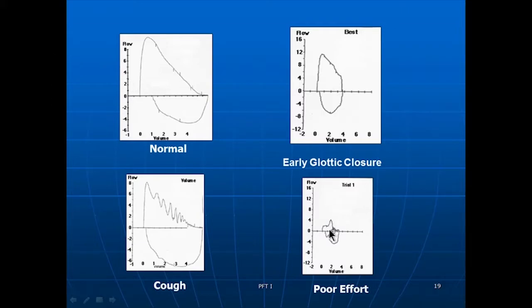Somebody has poor effort. You can see they haven't taken a very big deep breath in, so obviously they're not going to take a very deep breath out. So this is very poor effort. This is a patient that's breath holding, so again, this is going to give you a very different pattern. So this is the classic pattern that you want to see during spirometry.